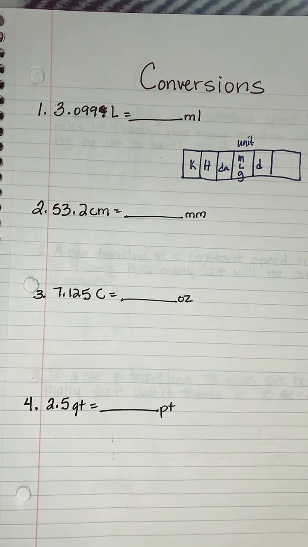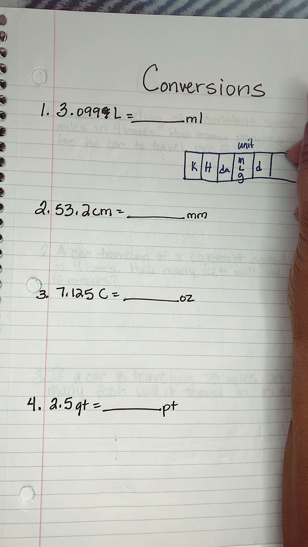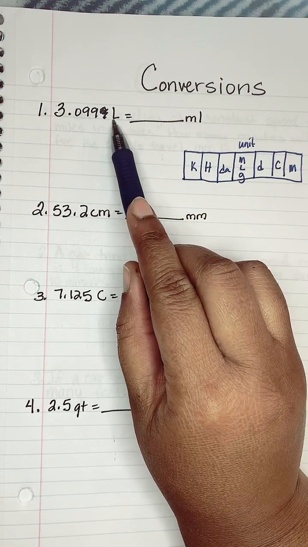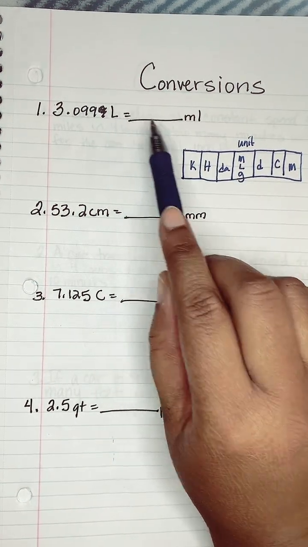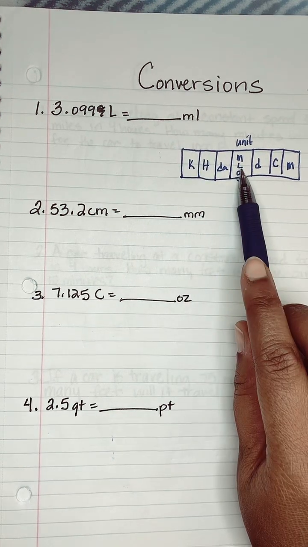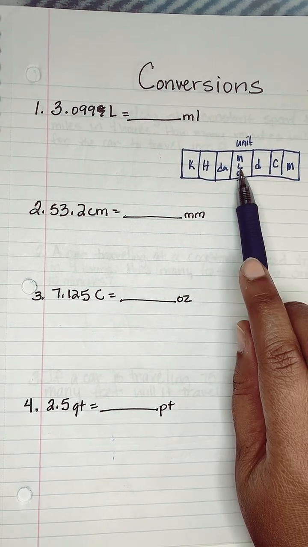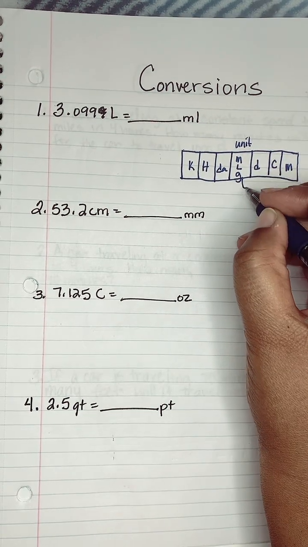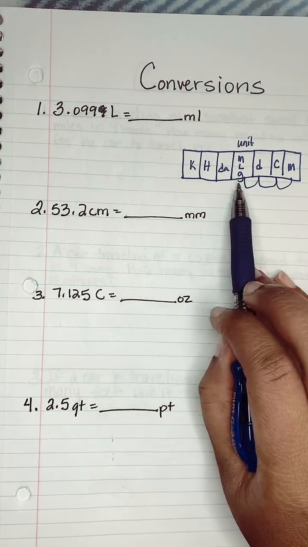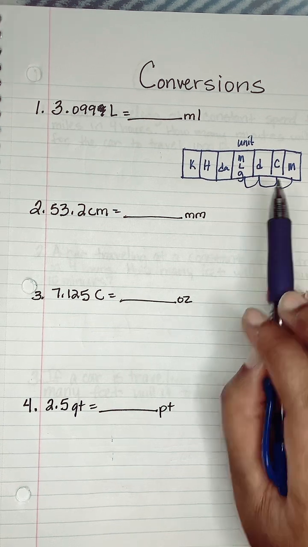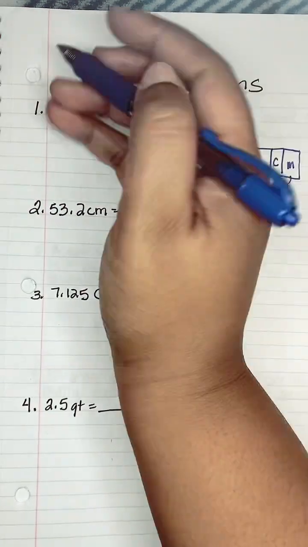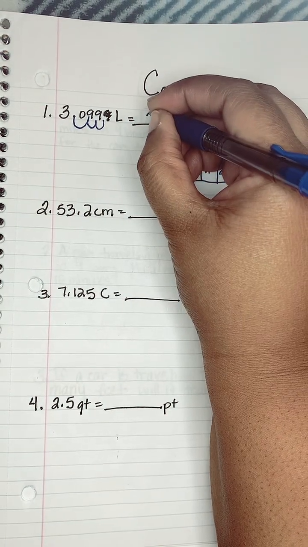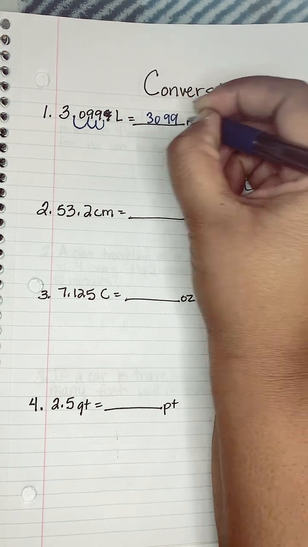Then we have deci, centi, and milli. We're starting at a liter. We want to get to a milliliter. So if we want to get to the milliliter, we're starting here and we're moving 1, 2, 3. Let me draw it. 1, 2, 3. And look which way we're going. We're going to the right 3. So I take this decimal and I have to move it 3 to the right. 1, 2, 3. So my answer's going to be 3099 milliliters.